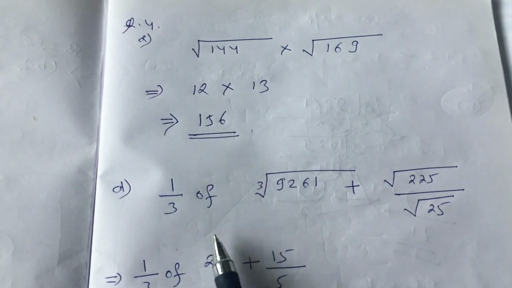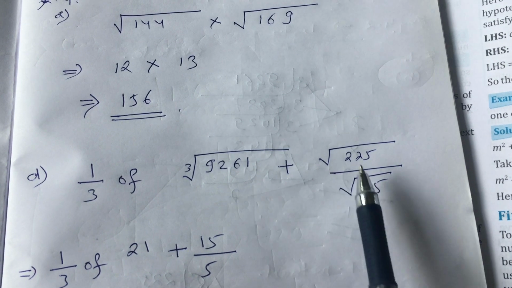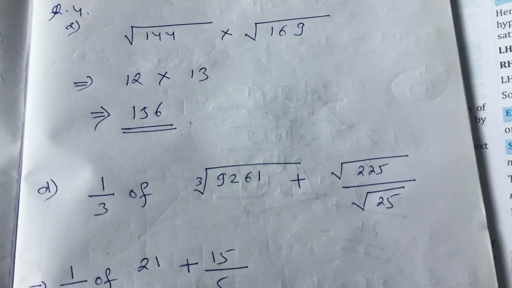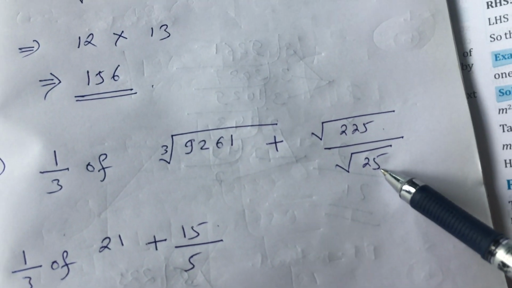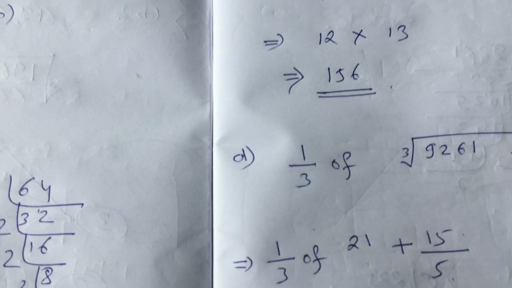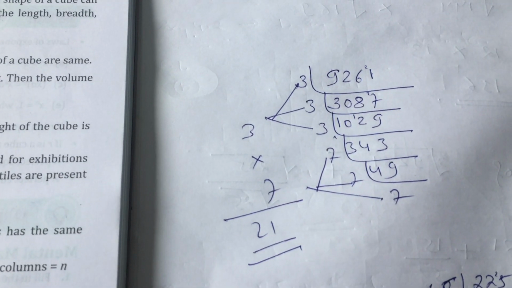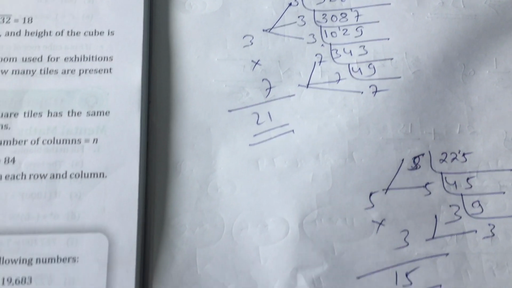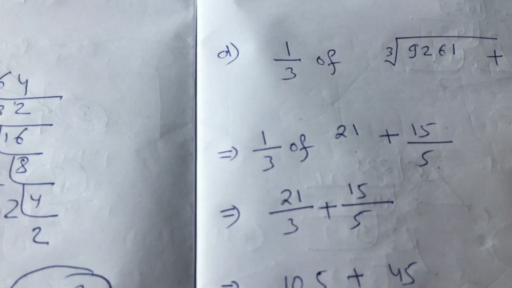1 by 3 of cube root of 9261 plus square root of 225 divided by square root of 25. Square root of 225 is 15. Square root of 25 is 5. And cube root of 9261 is 21, which I have already solved for you here. As you can see, I have solved the cube root of 9261, the square root of 225, and the square root of 25 is 5.